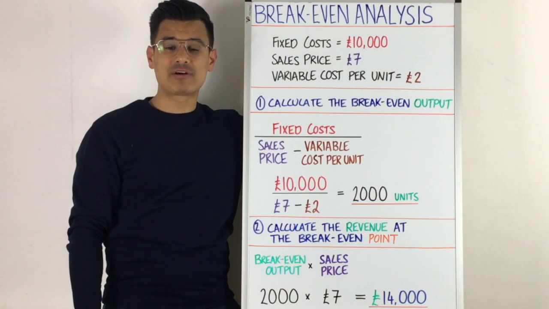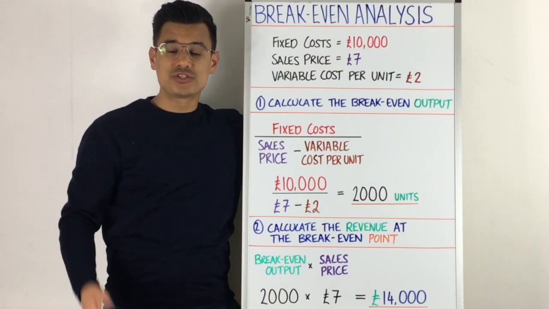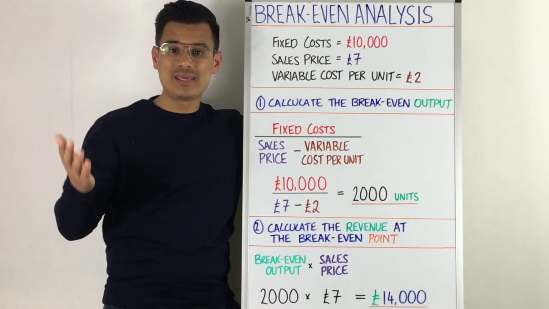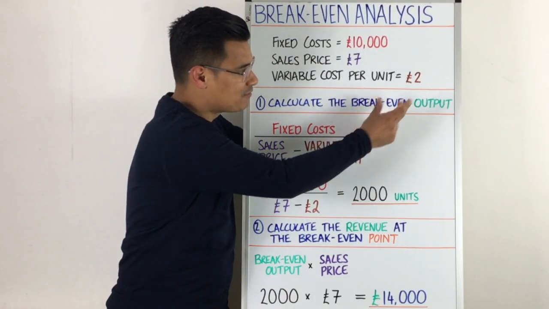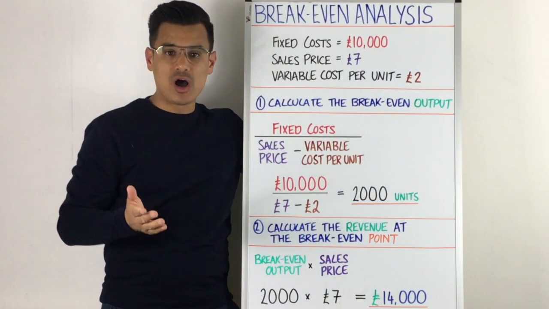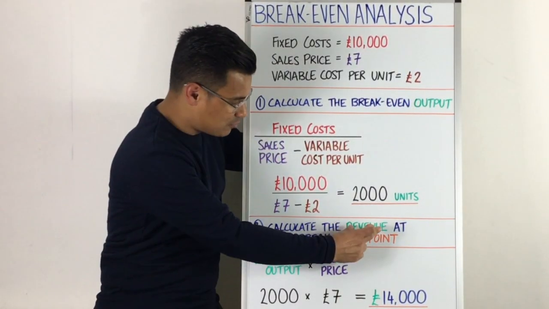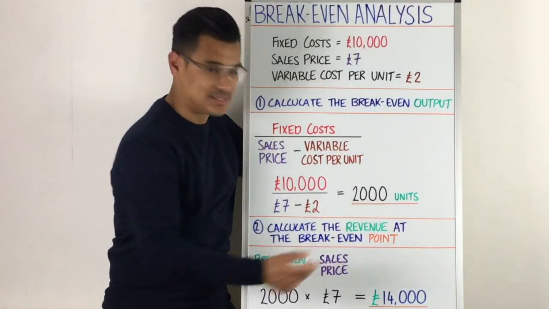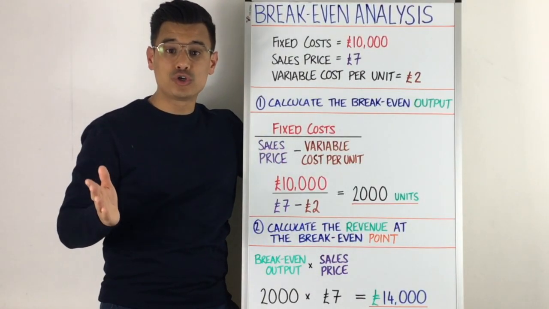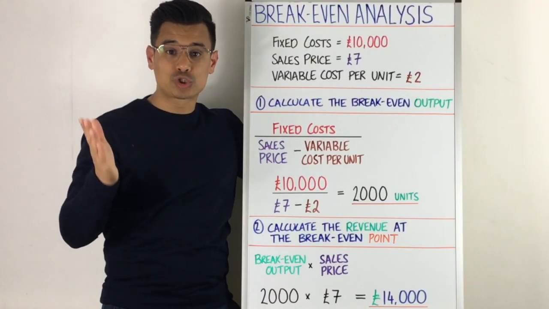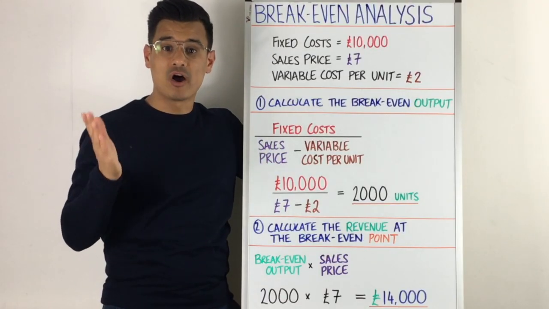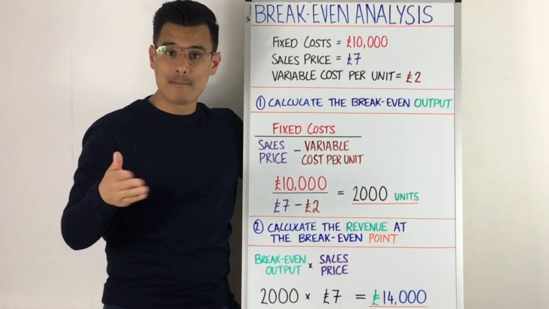Let's have a sesh on break-even calculations. So two questions that may well be examined are as follows. One is to calculate the break-even output, and another one is to calculate the revenue at the break-even point. Let's go through how you could answer these two questions, and afterwards a simple trick to check that you have the right answer. We'll start with the numbers, the question.